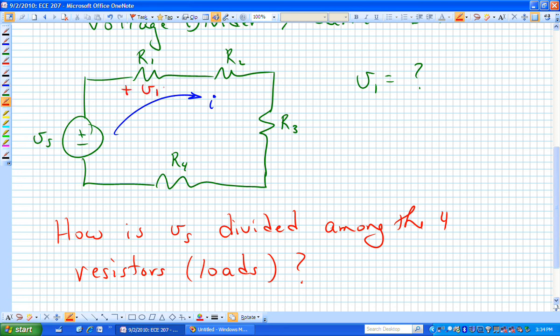We could find V1, for example. We could find V sub 2, based on Ohm's law, correct? We could find V sub 3, or we could find V sub 4. All of those could be determined once we had I. Let's find I.